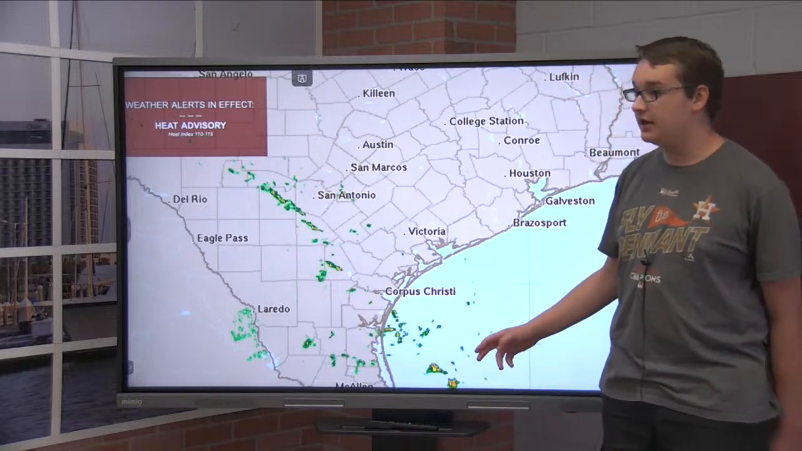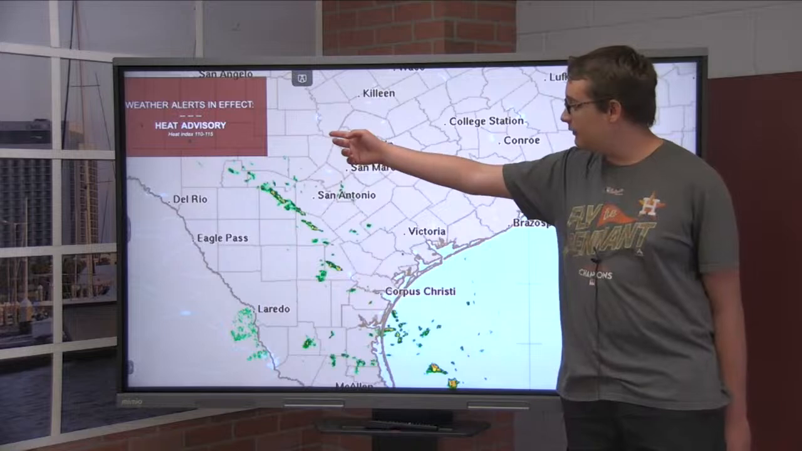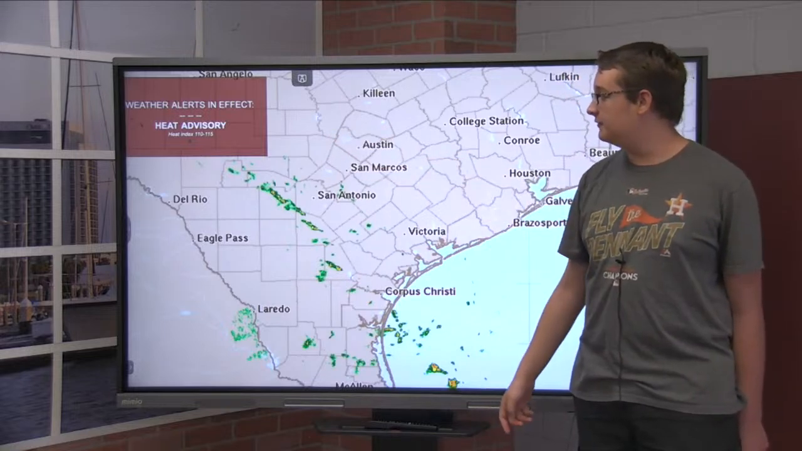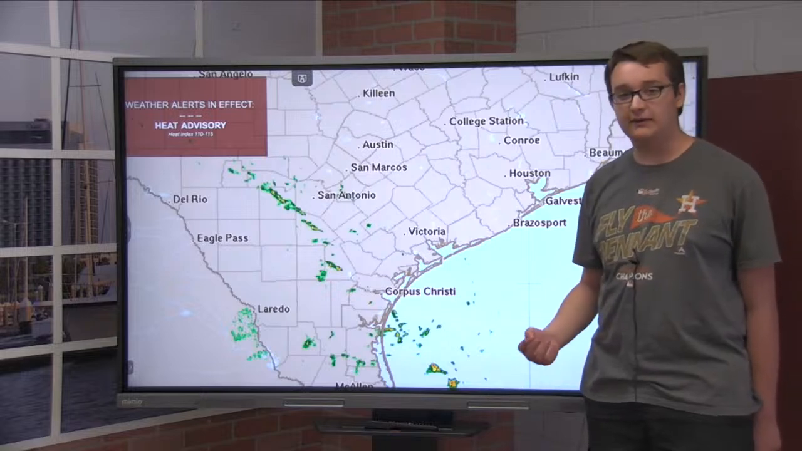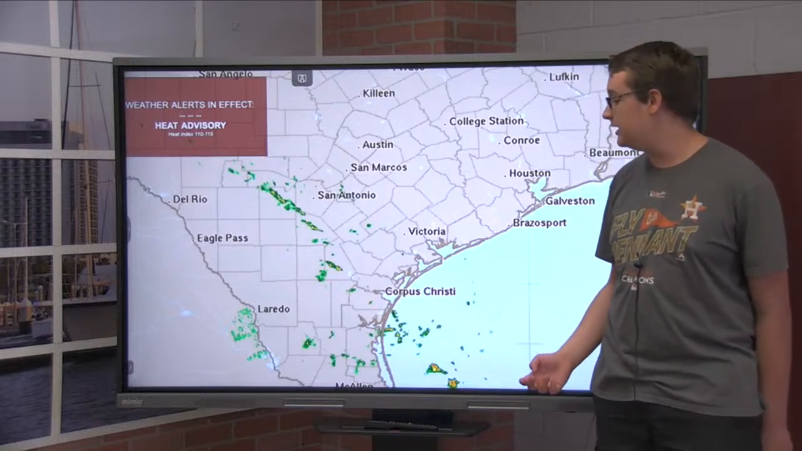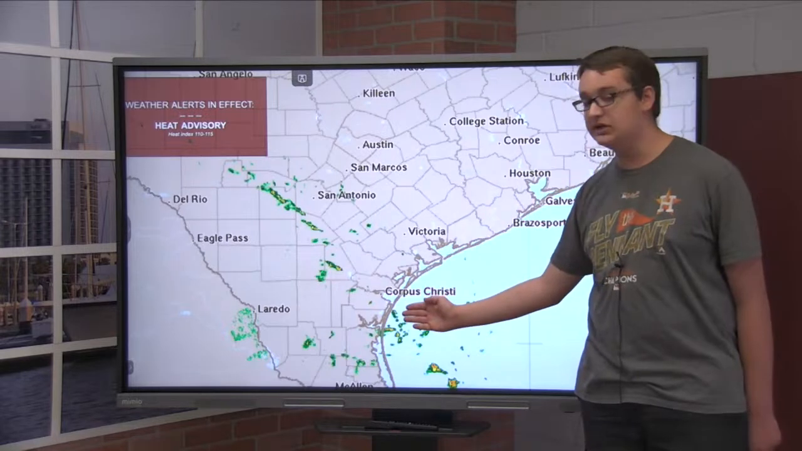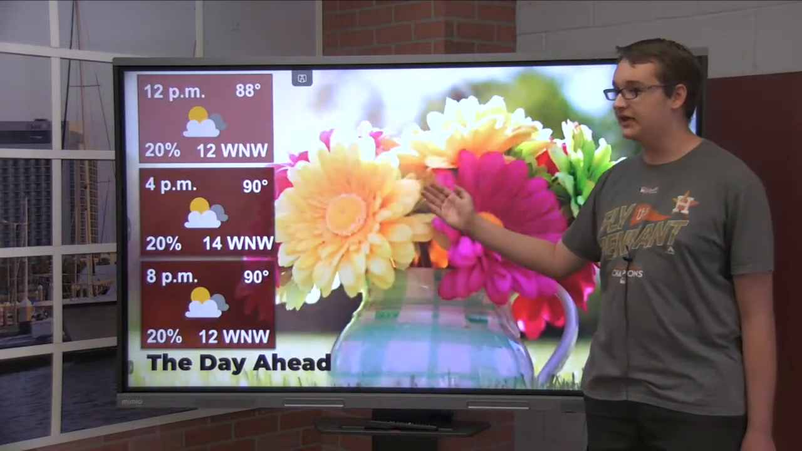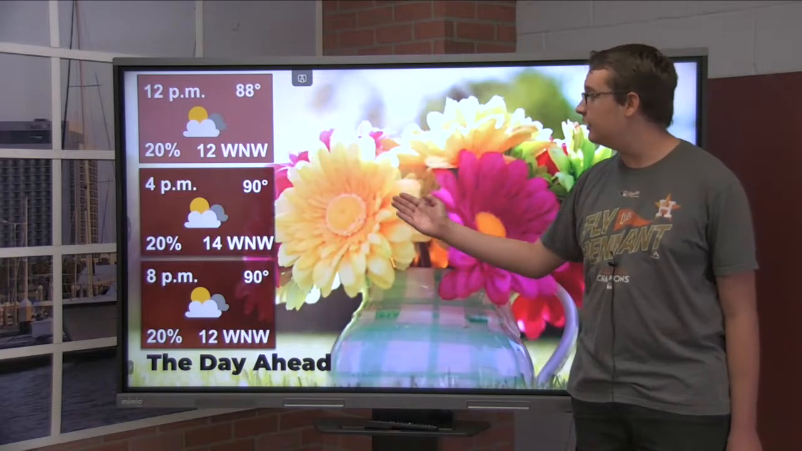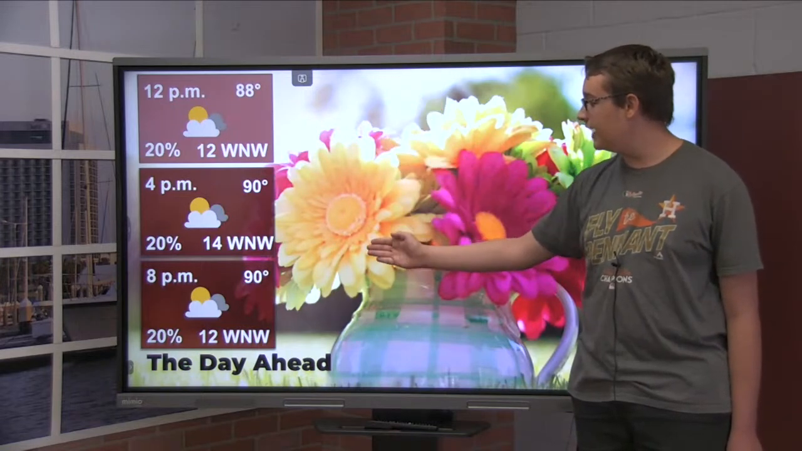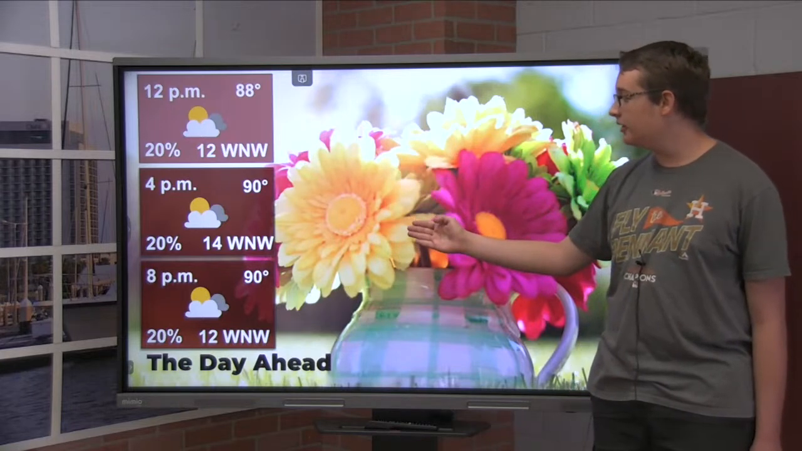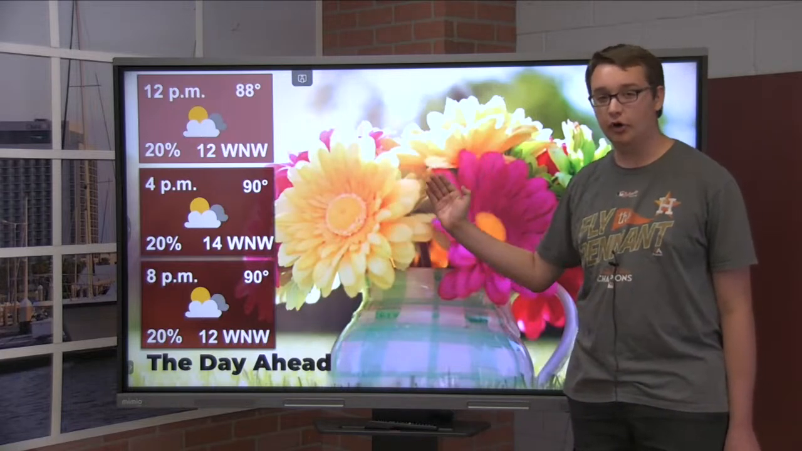But with the heat comes the humidity, and with that we have the heat advisory back in effect from 1 p.m. today to 7 p.m., with heat indices expected to be between 110 and 115 for much of the coastal region, including Calallen. Looking throughout today, interestingly, the conditions are expected to stagnate around noon, with temperatures holding at about 90 degrees, winds west-northwest 12 to 14 miles per hour, and a 20% chance of rain all day long.